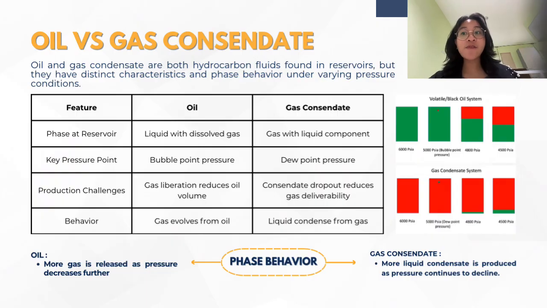more liquid condensate forms. Key differences include, first, the critical pressure point, where oil reaches its bubble point pressure, while gas condensate reaches its dew point pressure. Then the production challenges: oil experiences gas liberation, which reduces its volume, whereas gas condensate suffers from liquid dropout, which affects gas deliverability. And the behavior: oil releases gas as pressure declines, whereas gas condensate forms more liquid as pressure drops.